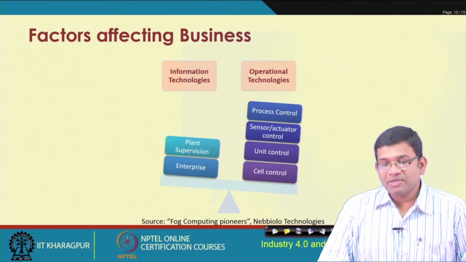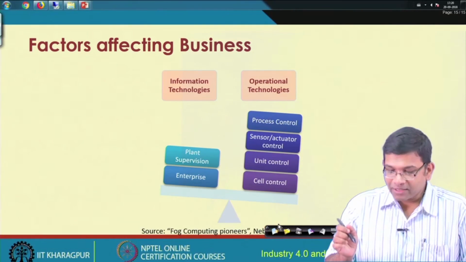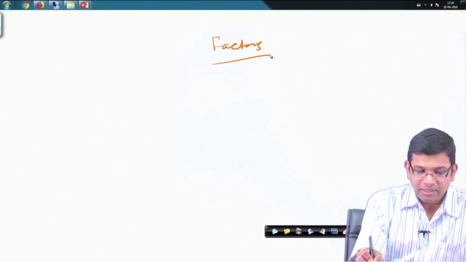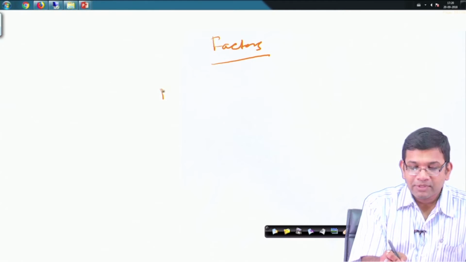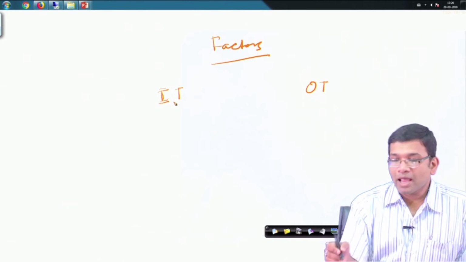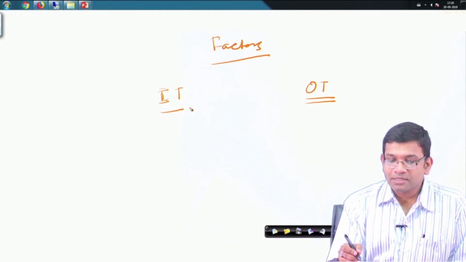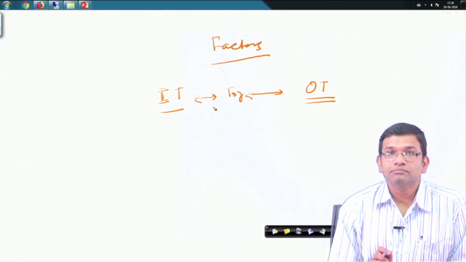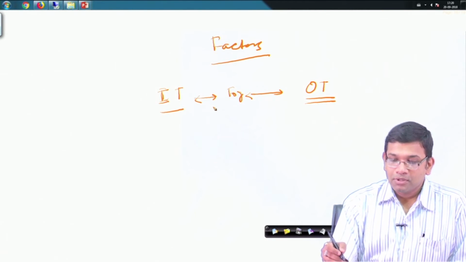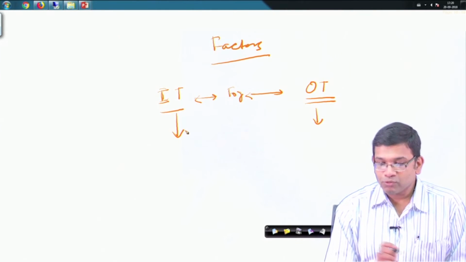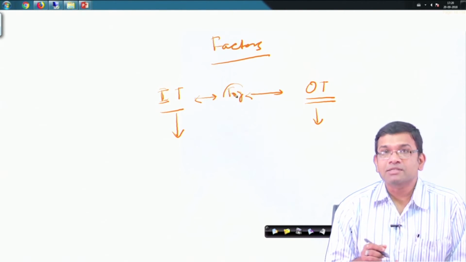Now, the factors that affect business, if we talk about that. These are the different factors that will typically affect the business, and these factors can be classified in this particular manner. You have the IT based factors and the OT based factors. IT means information technology and OT means operational technology. These different factors can be implemented with the help of fog. So, the operational technology factors and the IT factors are what we are going to look at, and how fog can help in addressing these requirements.